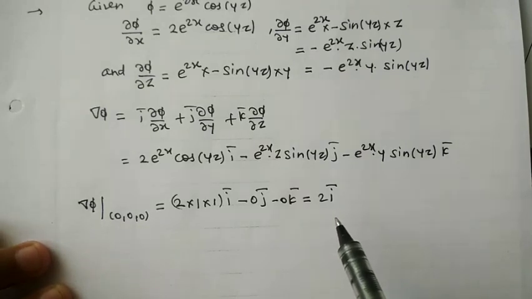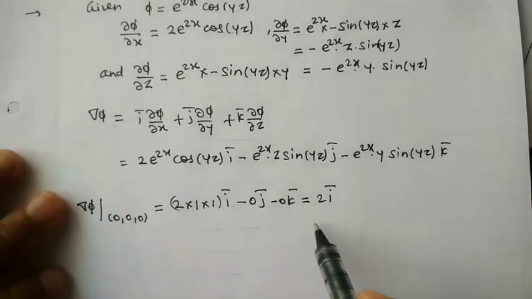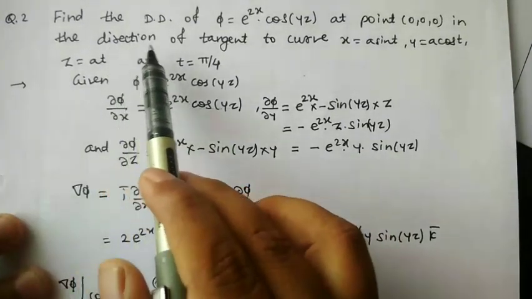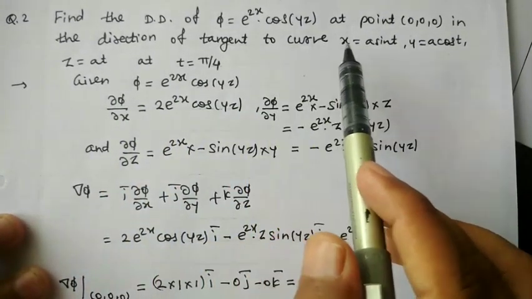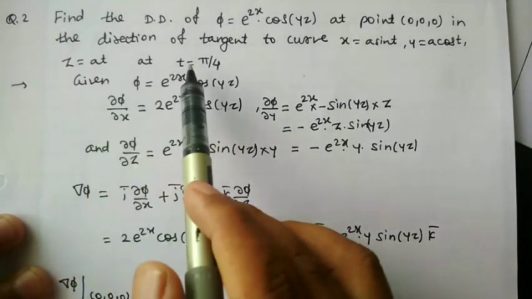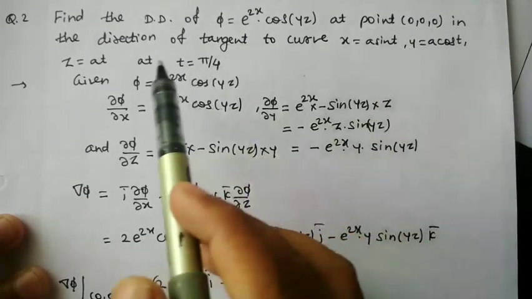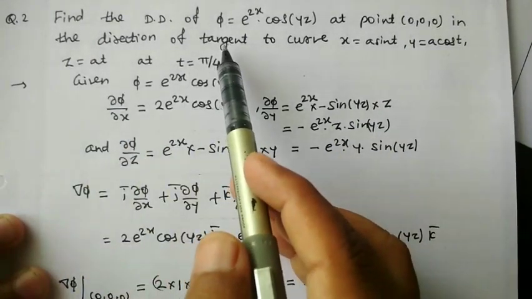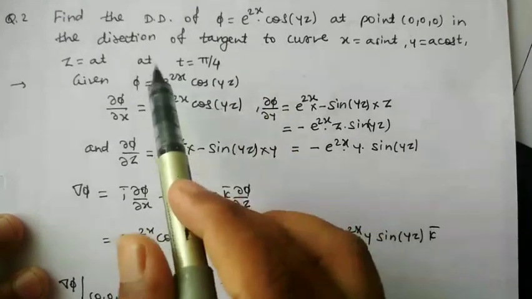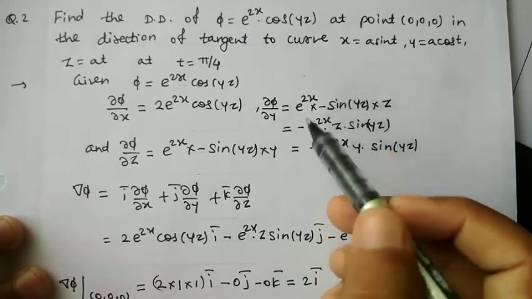Now the important point is to find the directional derivative in which direction. We have to find the directional derivative in the direction of the tangent to the curve x equals a sin t, y equals a cos t, z equals a t at t equals pi by 4. That means whatever the curve, we first find the tangent of this curve at t equals pi by 4 and take the direction of that tangent vector.